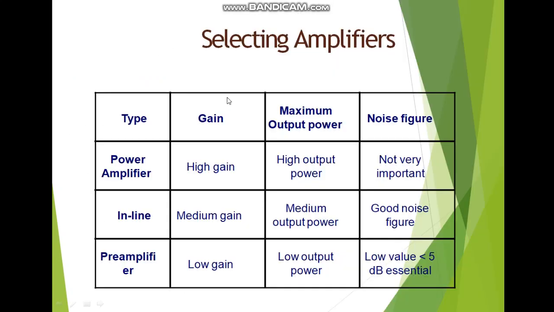Now, how to select an amplifier? Which type of amplifier will we require for the communication channel? The first is the power amplifier, which provides high gain and high output power, and its noise figure is not of that importance. Inline, medium gain. Preamplifier, low gain.